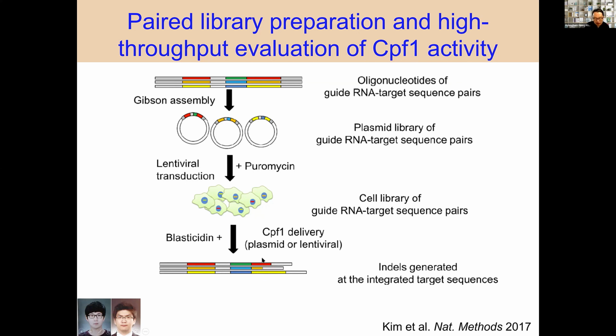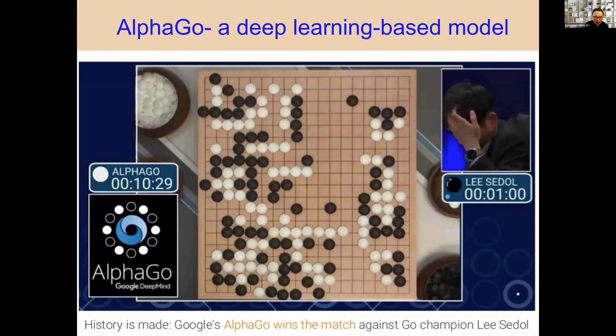So to measure this indel frequency, we amplify this target sequence using a common pair of primers, and those amplicons are subject to deep sequencing. And we computationally analyze the data to determine the thousands of guide RNA activities by one experiment. So far, I have talked about the method to evaluate the gene editing tools in a high throughput manner.